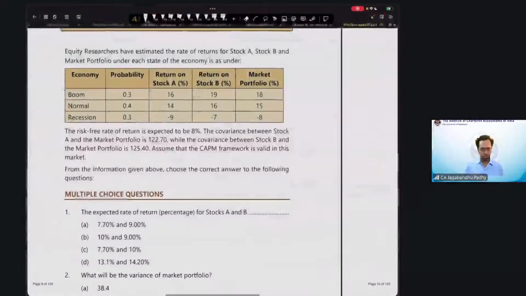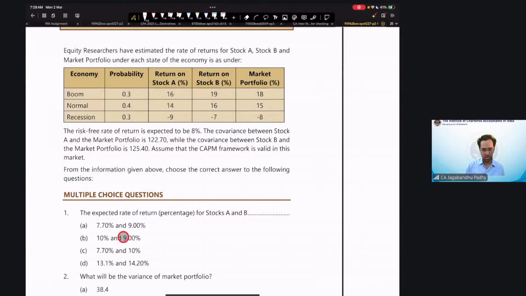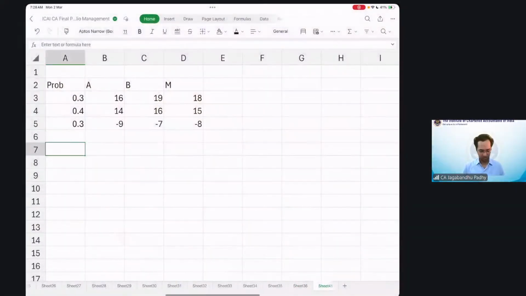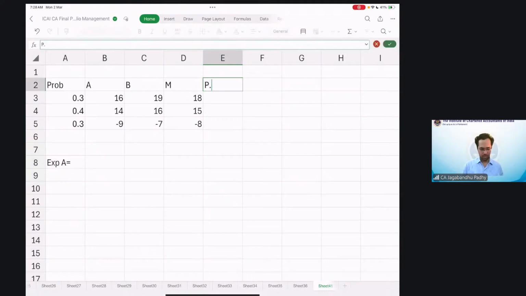Okay. Another question is the expected rate of return of stock A and B. So expected return of A will be probability multiplied by the return of A.